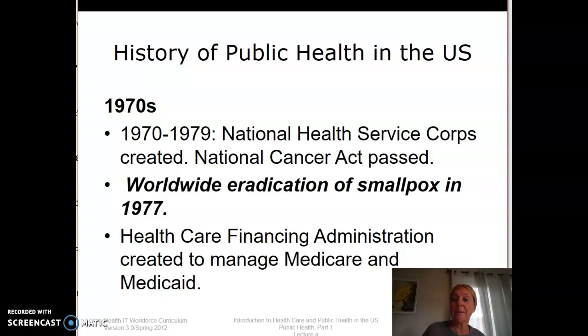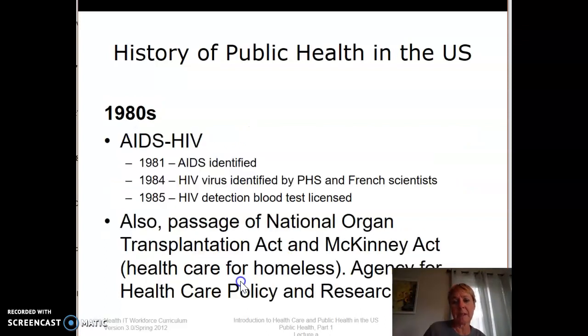And then HCFA, which used to be called that, but is now the Centers for Medicare and Medicaid Services, or CMS. 1980s, we had the AIDS epidemic. AIDS was identified. The HIV virus was identified by scientists. And then in 1985, HIV detection through blood testing became licensed, and they were able to detect the HIV virus.